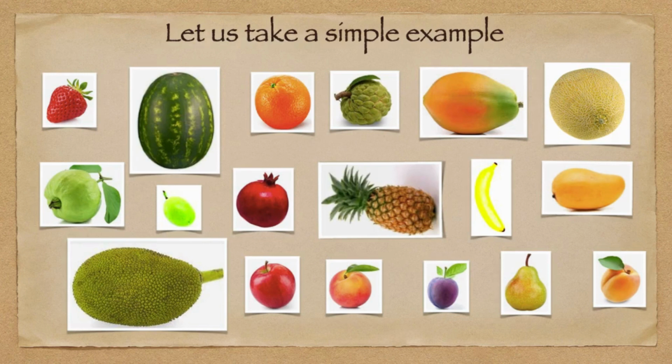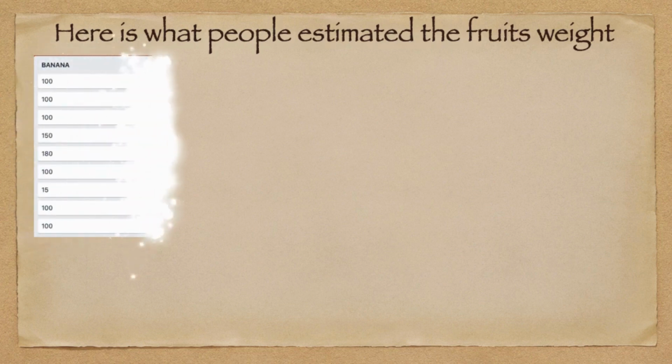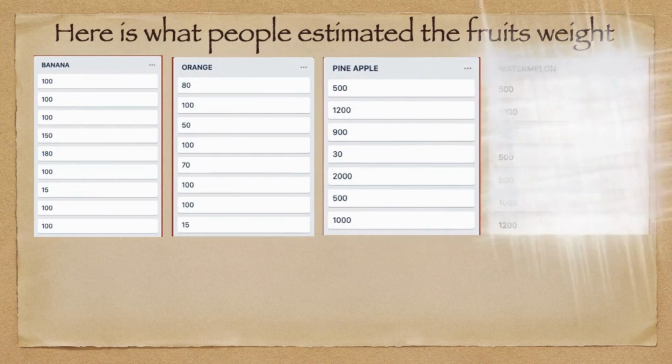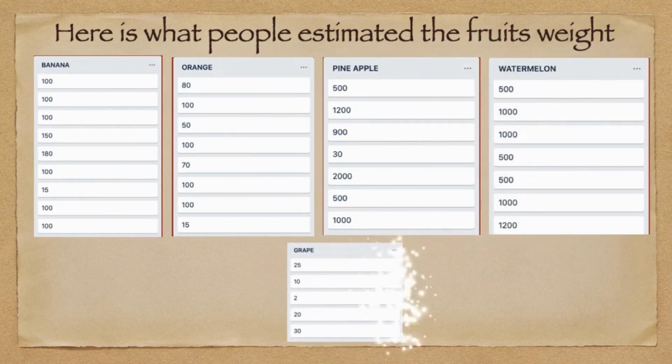I showed these fruits to the participants in my class, and I asked them to randomly select 3 to 4 fruits and estimate the weight of those fruits in grams. So this is the result. I randomly picked these fruits: banana, orange, pineapple, watermelon, and grape.